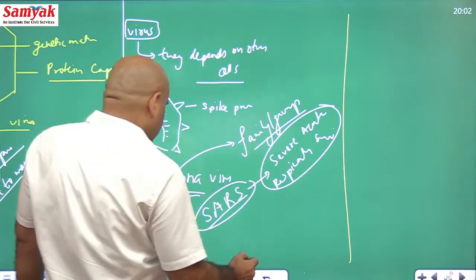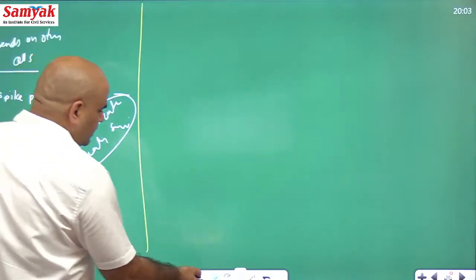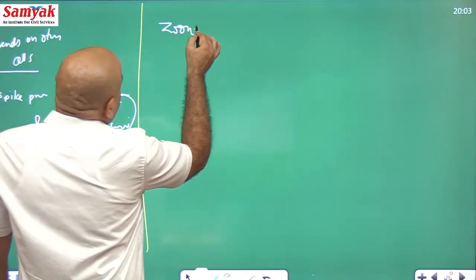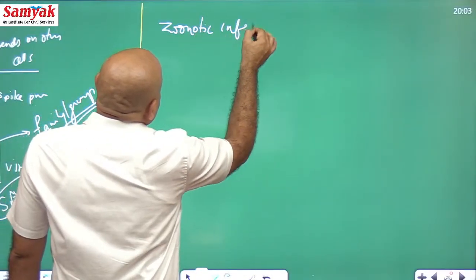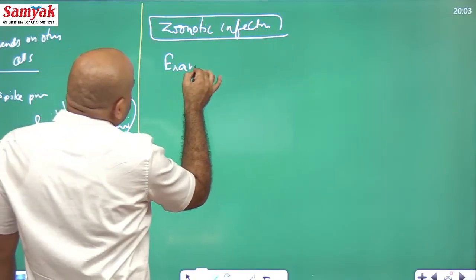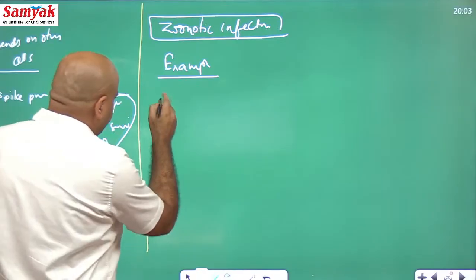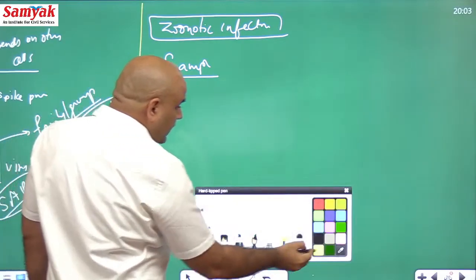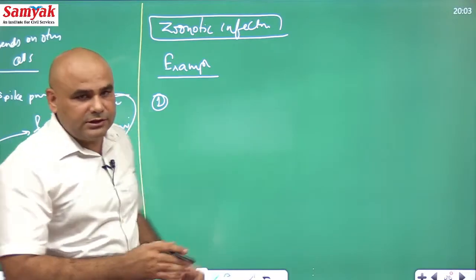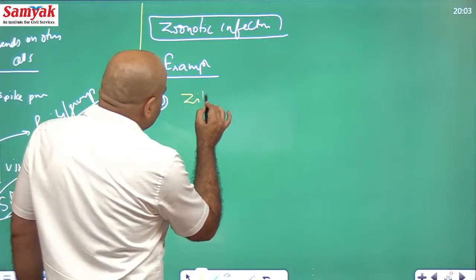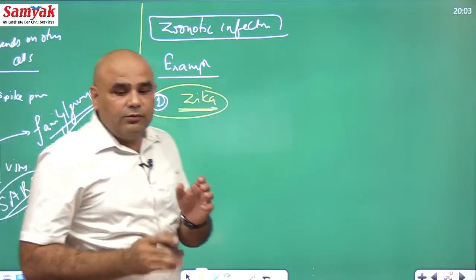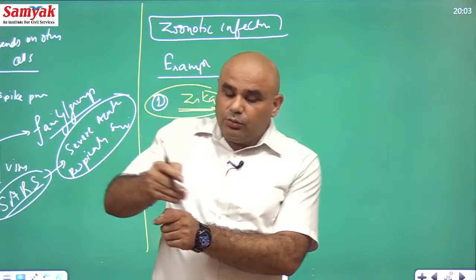Now see, let's start the roller coaster ride of diseases. Now they are going to ask you about zoonotic infections. Now we will go through some of the examples of zoonotic infections. The very first infamous example, I will not say famous example, the very first infamous example is Zika. Z-I-K-A. You have to remember this name was in the news in 2022 in The Hindu.